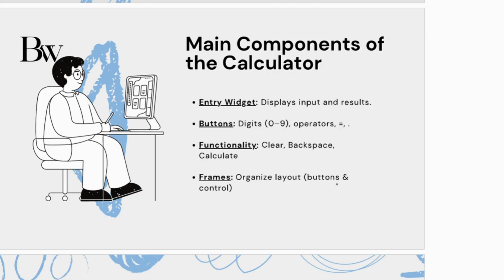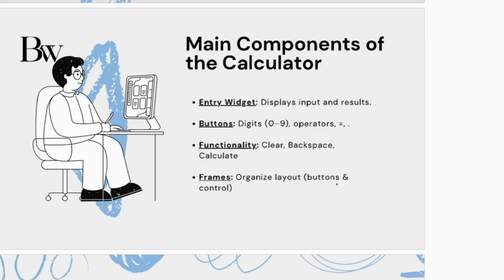Now let us see the main components of our calculator. The first main component is the entry widget. Here, it will display our input as well as our results. Next, the buttons. They should represent the digits from 0 to 9 and the operators like plus, minus and others. And they should also perform clear, backspace and calculation. And the main component is the frame. This frame should consist of the buttons and the entry widget.